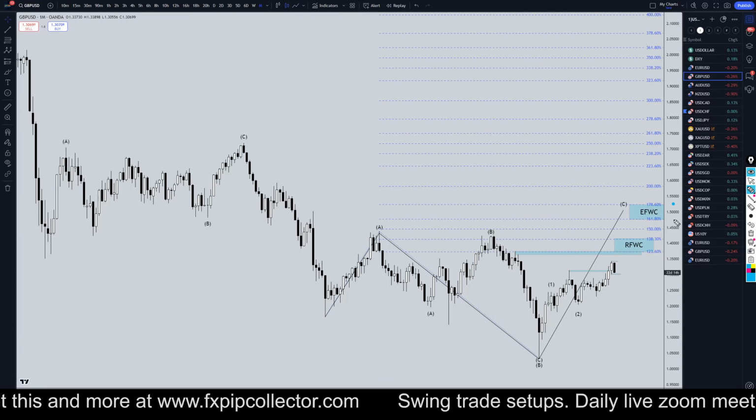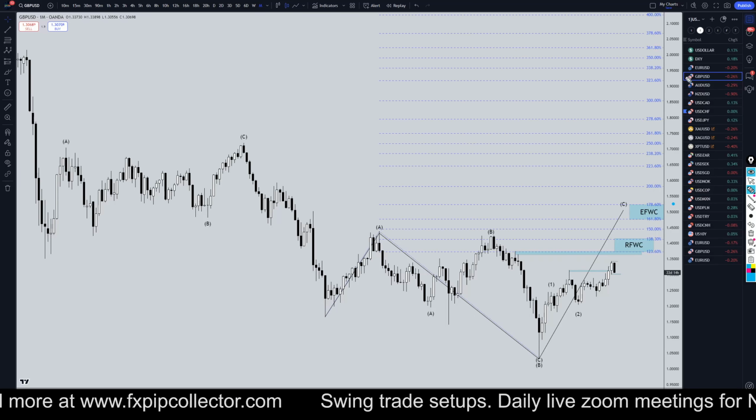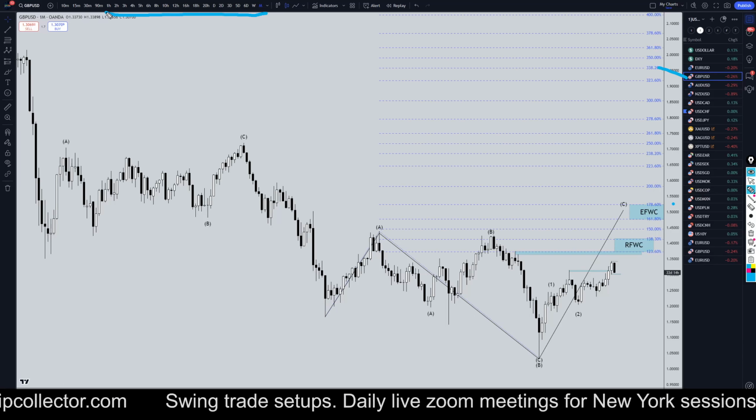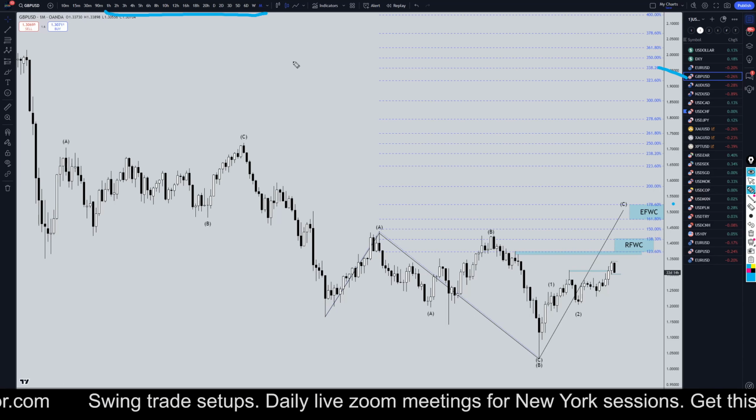Today is Wednesday, October 9th, and I'm going to be analyzing the pound US dollar, starting on the monthly, working my way all the way down to the 1 hour time frame for the full top-down analysis.